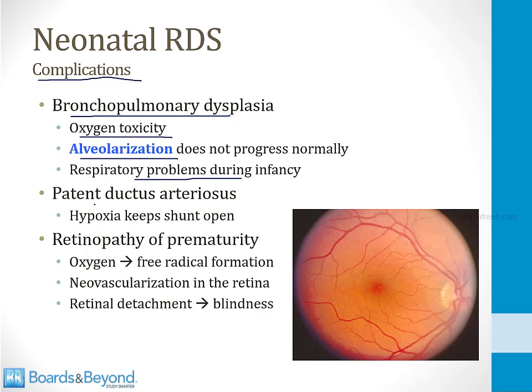Second problem that can happen is a patent ductus arteriosus. So normally when oxygen levels rise, this closes the ductus arteriosus, but babies with neonatal RDS have hypoxia, and this can keep the shunt open. And then finally, babies can have problems with the eyes. Retinopathy of prematurity is a condition where high amounts of oxygen administered to the baby to oxygenate the blood lead to free radical formation in the eye. This can cause new blood vessel growth in the retina. This is called neovascularization, and as a result, the retina can detach, and this can potentially lead to blindness.